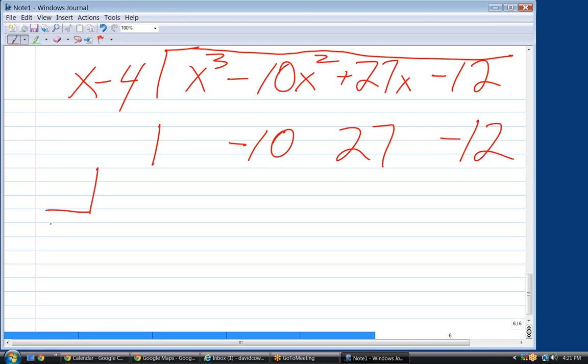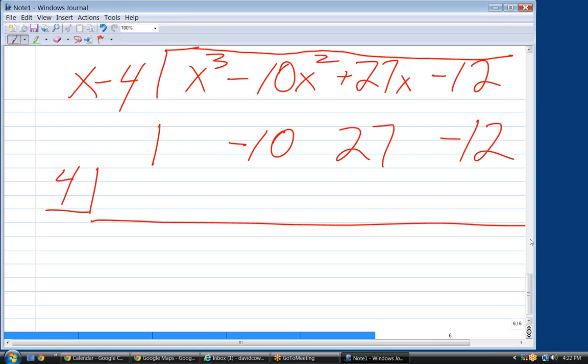What goes in my little box over there? 4? Yes. It's the solution, not the factor. The factor is x minus 4. But if that is a 0, then the 0 is 4. Right? Okay. Yeah. So you always put the solution to the problem, not the linear factor. Okay. Now what?